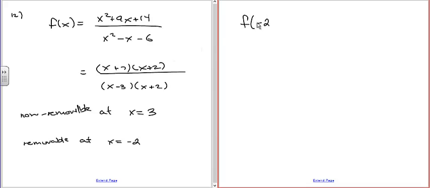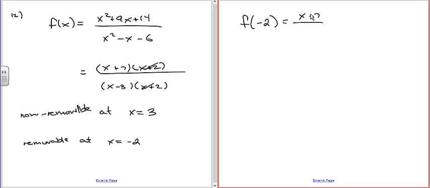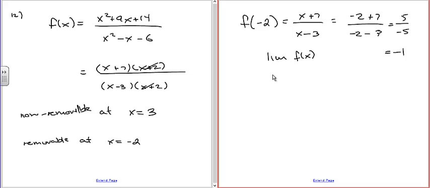So what we're going to do is we're going to evaluate it at negative 2, but we're going to cancel those out. Otherwise you'll get an indeterminate result. So what this is basically evaluating is the limit of this original function as x goes to negative 2. So we can plug those in there. You get negative 2 plus 7 over negative 2 minus 3. That's 5 divided by negative 5, negative 1. So that's the same as the limit of f of x as x approaches negative 2. So using the canceling out thing.